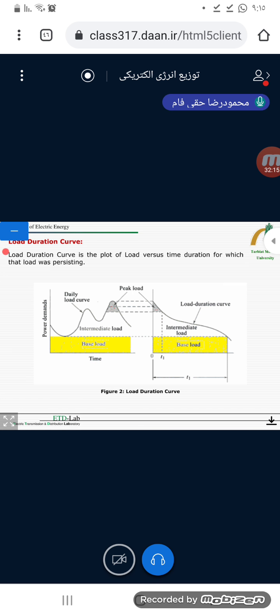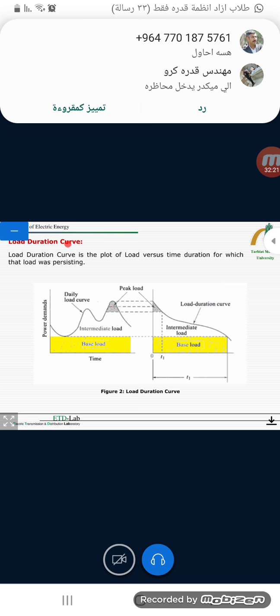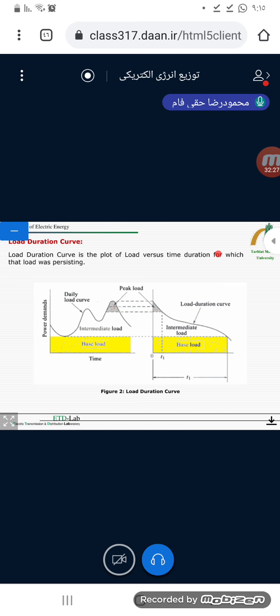Also, please see, we have another curve. It's called the load duration curve. Load duration curve is the plot of load versus the time duration for which that load was persisting. Do you know what the load duration curve is?